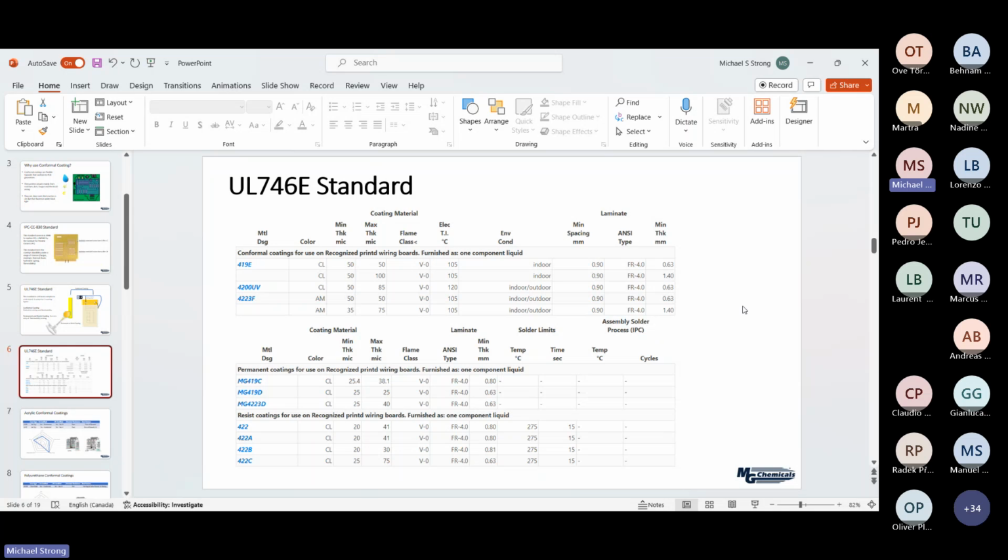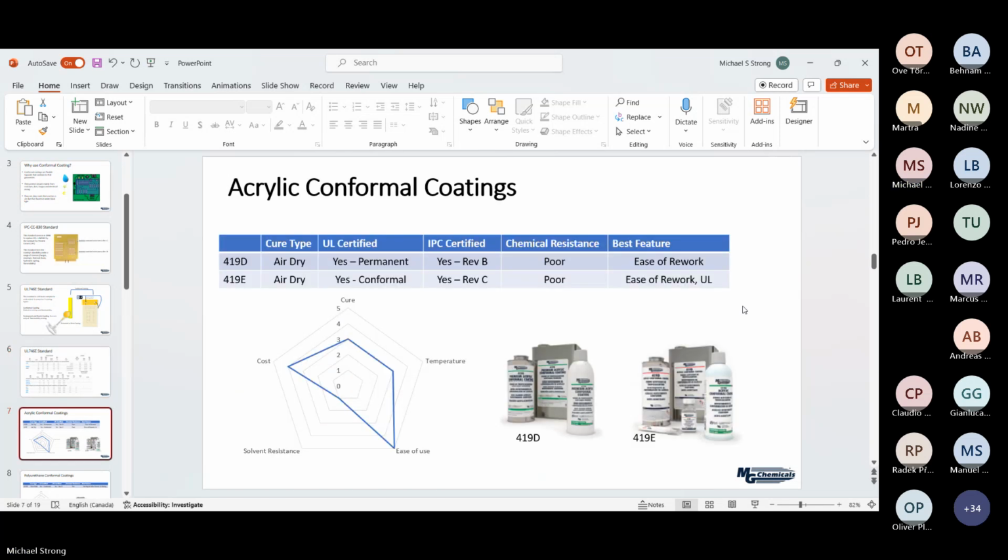We do have some permanent coatings, but of note is the 419D, which is sitting there in the middle, as that is our only active product within those three. The other two we have basically discontinued. And then if you look at the resist coatings, again, the bottom two, 422B and 422C, are still active products. The 422 and the 422A are no longer available.